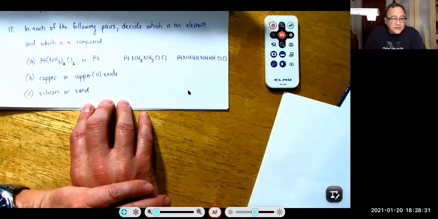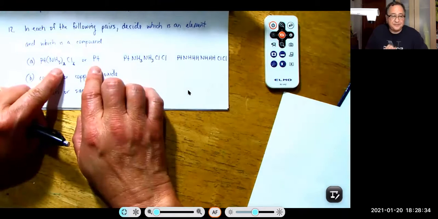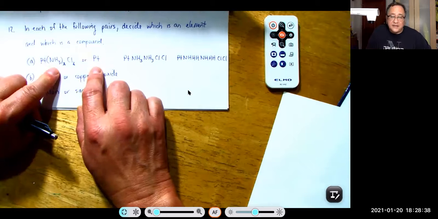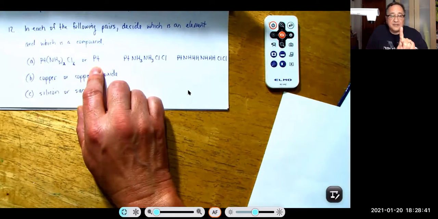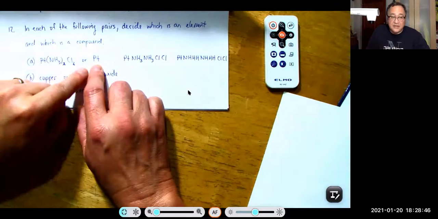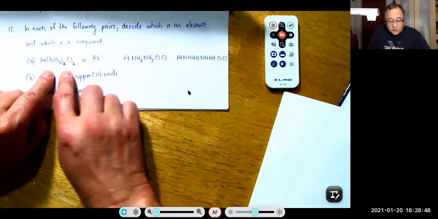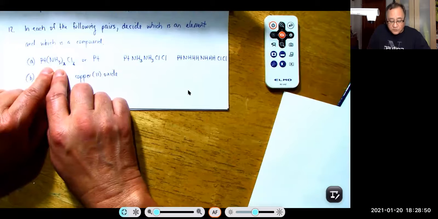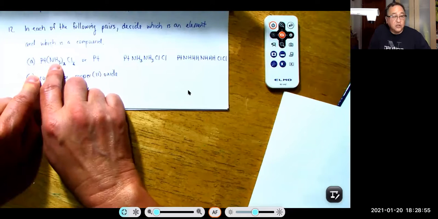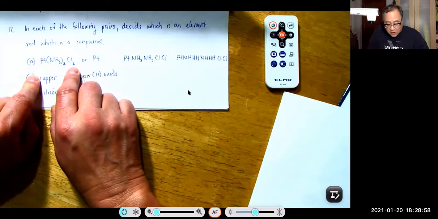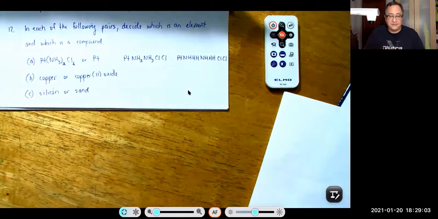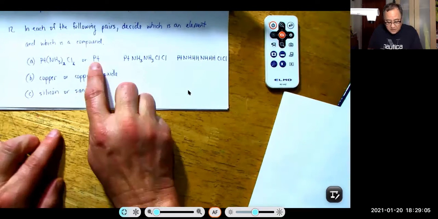It's really simple when you're given formulas. If the formula given is only one type of element, then you say it's an element. These are found on the periodic table. If you take a look at the first part of A, there's more than one element here: platinum, nitrogen, hydrogen, and chlorine. When you see all of these elements squished together like that, that means it's a compound. So element, compound.